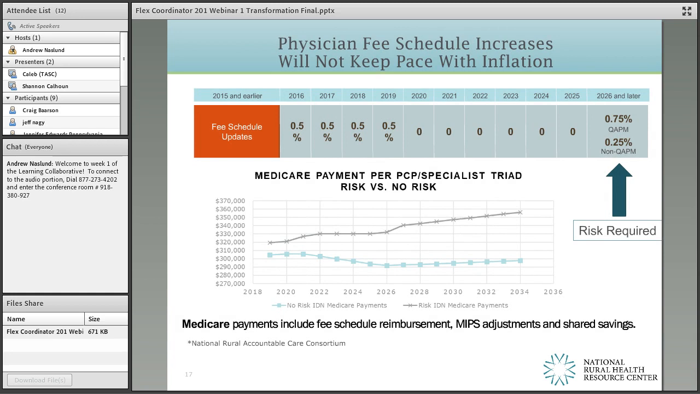So that's really looking at the alternative payment model. This slide focuses on, and by the way, this comes from our friends at the National Rural Accountable Care Consortium, but this slide focuses back on the fee schedule. If you were in MIPS and you were not subject to APMs, or even if you were in a MIPS APM, the point that's really critical to pay attention to is that the fee-for-service, the fee schedule itself will not be increased. Certainly, physicians that are in critical access hospitals, rural health clinics, may not have much billing on the fee schedule.